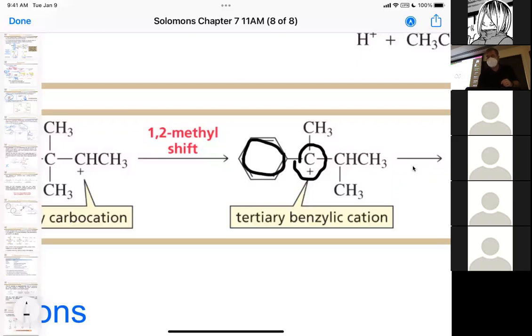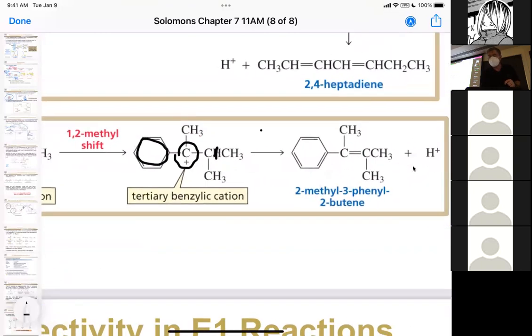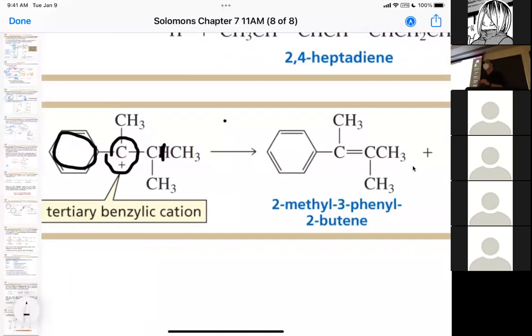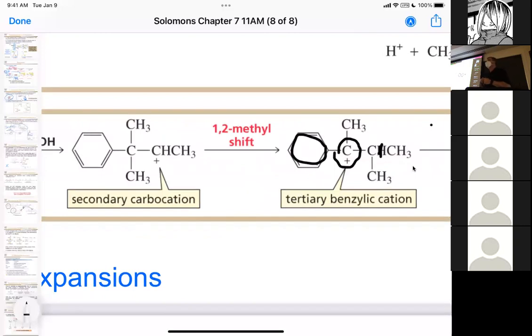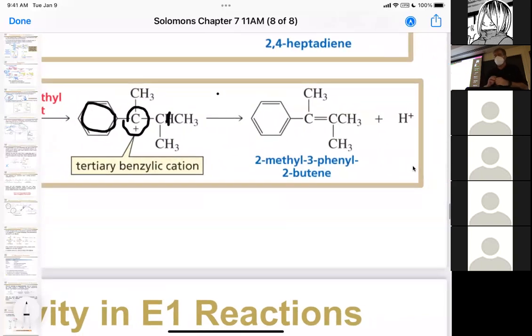And then when we close that ring, when we remove this hydrogen here, we end up with our nice tetra-substituted compound. Notice if it didn't move, it would actually only give us a tri-substituted. Actually, it would only give us a mono-substituted because it'd have to be over here. But by moving to that benzylic site with a 1,2 methyl shift, it gets to that benzylic cation, which is one of those happier cations, and we ended up with the tetra-substituted product. All right, questions on that?